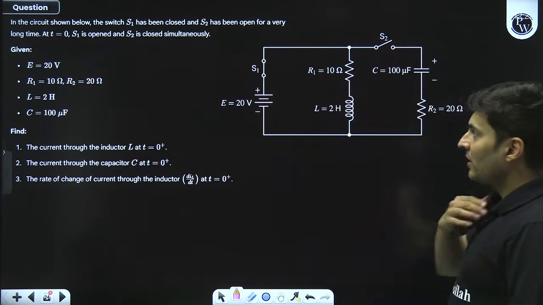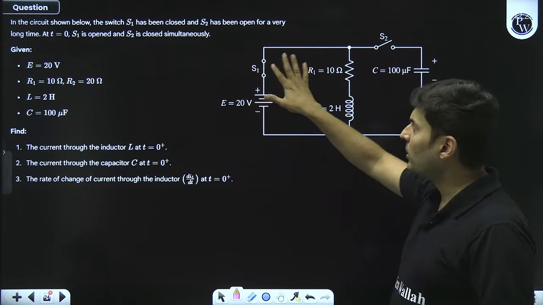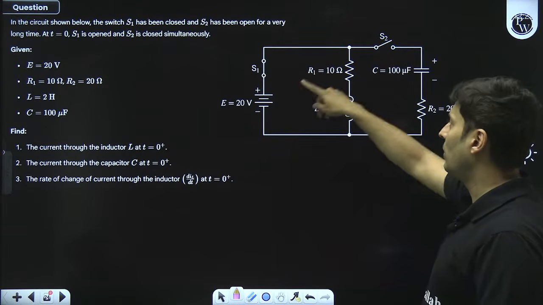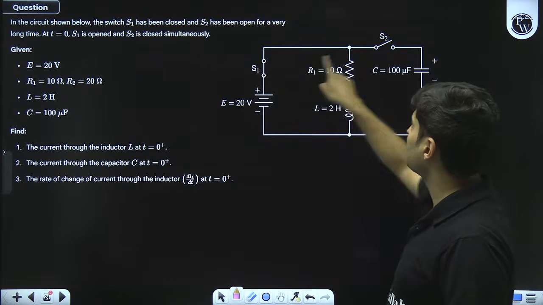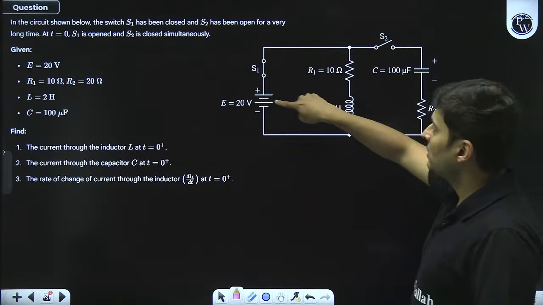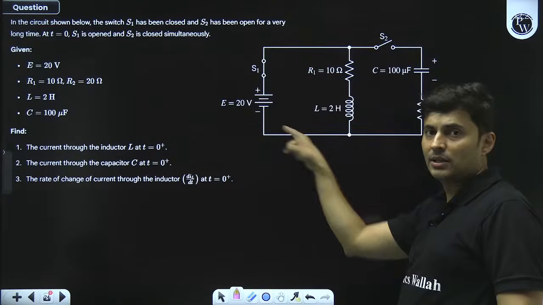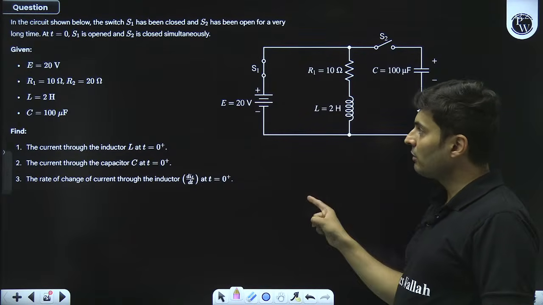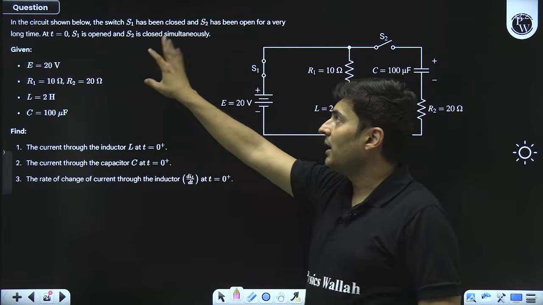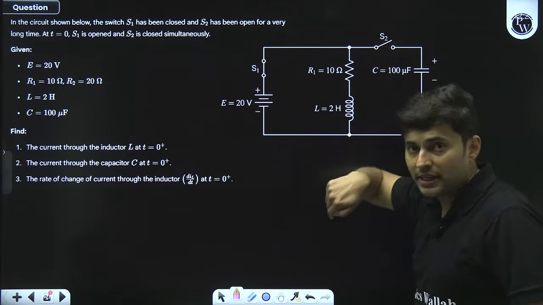In this circuit shown, this switch S1 has been closed for quite some time, and S2 has been open for a long time. Yes, for a long time only. So because this is closed, this is open, so this branch is completely useless. This is the circuit which will be active right now. This battery will power this inductor and resistor via this switch S1. Okay. Now, at some instant, you open S1 and close S2. This is interesting. S1 is opened, S2 is closed simultaneously.